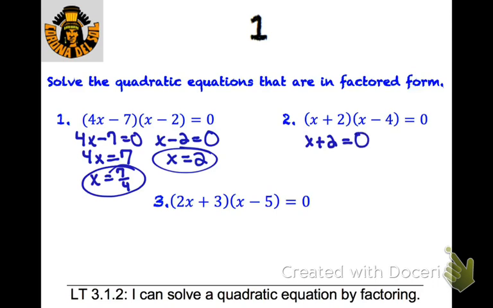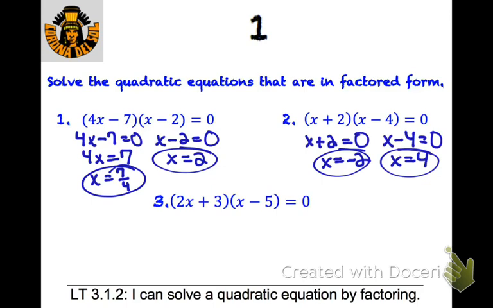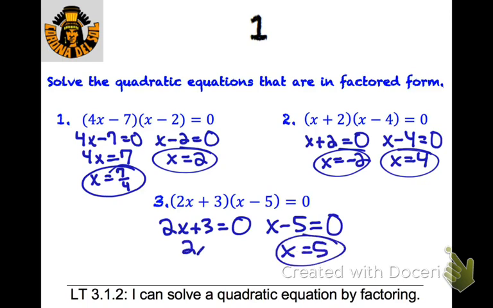X plus 2 equals 0, x minus 4 equals 0, x is negative 2, and this one is x equals positive 4. This last one, we're going to set the factors equal to 0. And for this one, we get x equals 5. And for this one, we get x equals negative 3 over 2. All right.